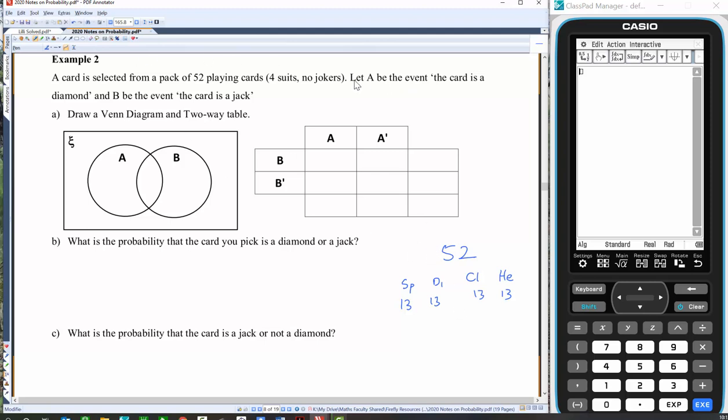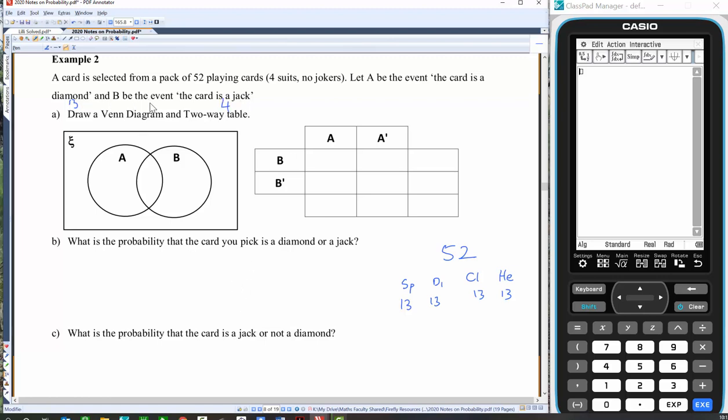All right, so let event A be the event the card is a diamond. Well, there's 13 diamonds, okay? And let B be the event the card is a jack. So within these 13 cards in each of these suits, there's going to be a jack of each suit. So there's a jack of spades, jack of diamonds, jack of clubs, and jack of hearts. So B is the event the card is a jack, there's 4 jacks.